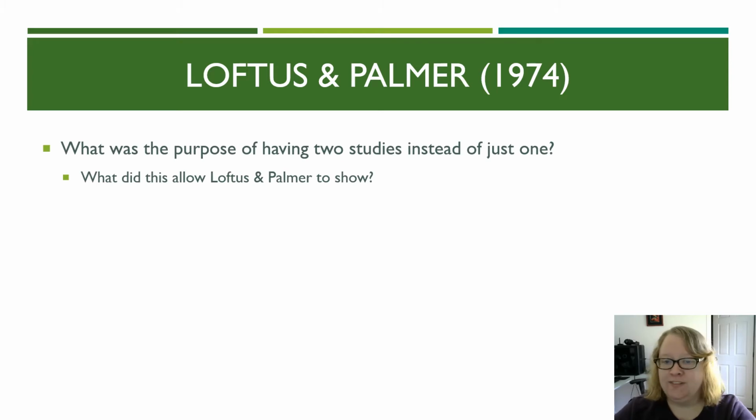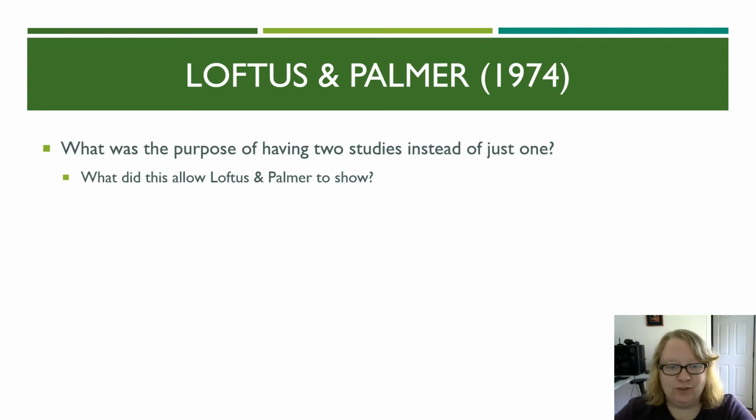All right, now a couple more questions and then we'll get into the next activity. What was the purpose of having 2 studies in this paper instead of just one? So this is our first multiple study paper that we've read. We'll read one more for next week's module. But this was the first multiple study paper that we have read in this class. So what was the point of having 2 studies? What did this let Loftus and Palmer show? So think about it for a sec.